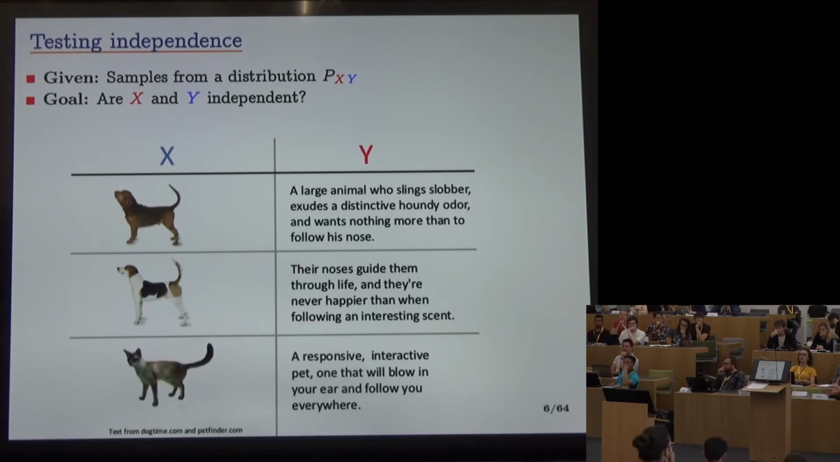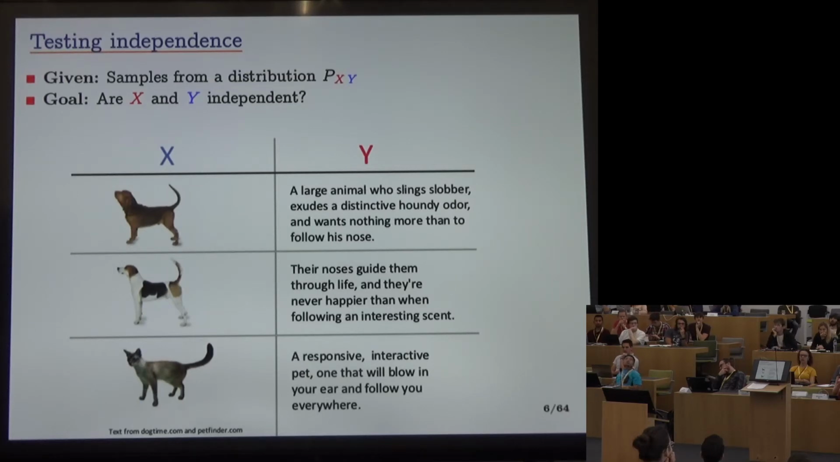But the caption isn't describing the animal in an obvious way. So like an obvious description would be, this is a brown animal, it has 4 legs, it has a tail, it has a nose, okay? This is not what the caption says. The caption says something which is sort of descriptive of the animal, related to the animal, but it's not a literal description. So it's a large animal who has a houndy odor and wants to follow his nose, all right?